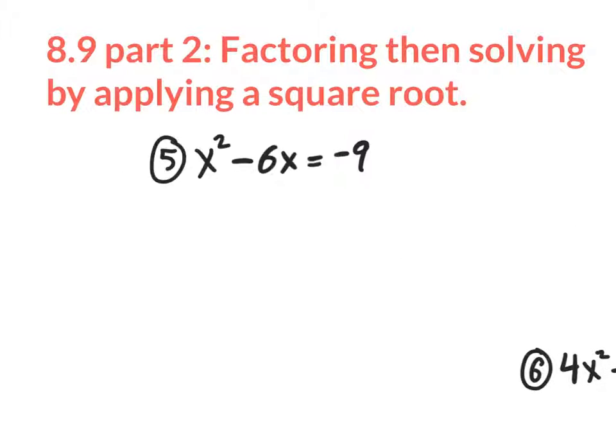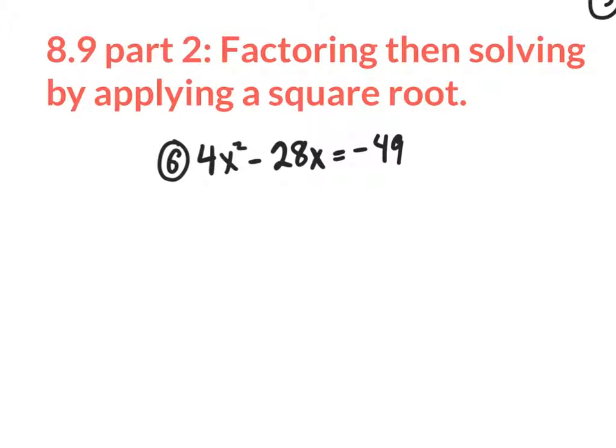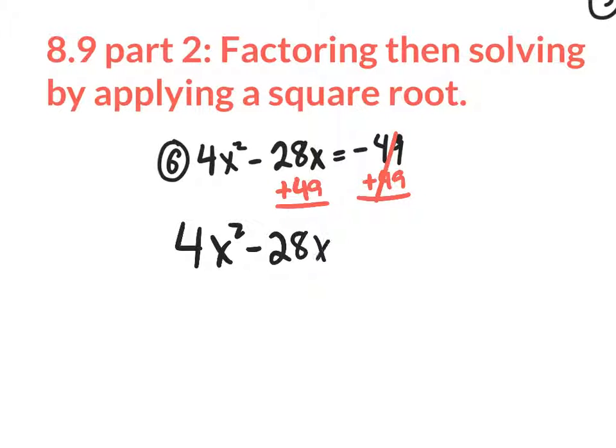You know what? For the sake of time, let's just skip this one. Let's go to this one. So from here, we want to solve this equation, and we want to set it first equal to 0 by doing what? Plus 49. Plus 49, which you can't really add, so you're going to rewrite it. 4x squared minus 28x plus 49 equals 0.